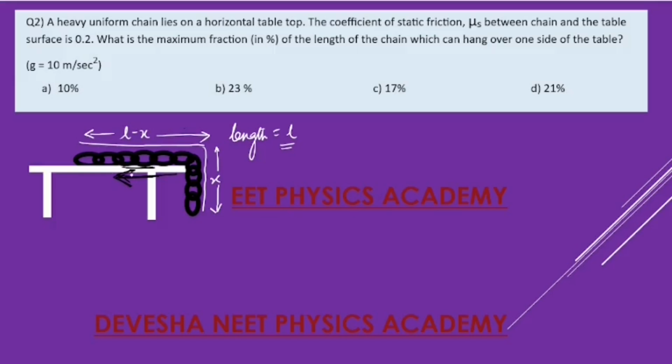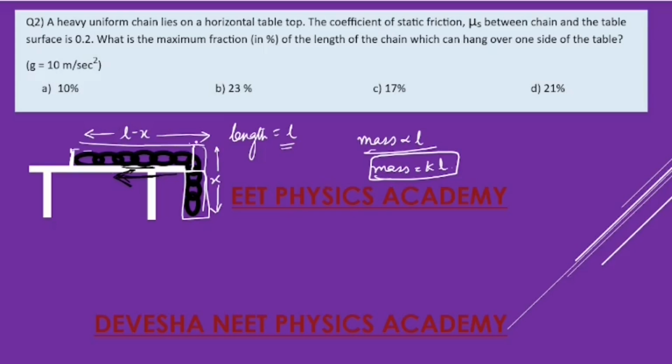So now what will be the frictional force on this? Frictional force will act only on the part which is there on the table, right? Only on this part. Frictional force will not act on this part of the chain. Friction force will act only on the part of the chain which is on the table. So now imagine that this is a uniform chain, right? So it means mass has to be proportional to L. So imagine that mass is equal to KL, okay?